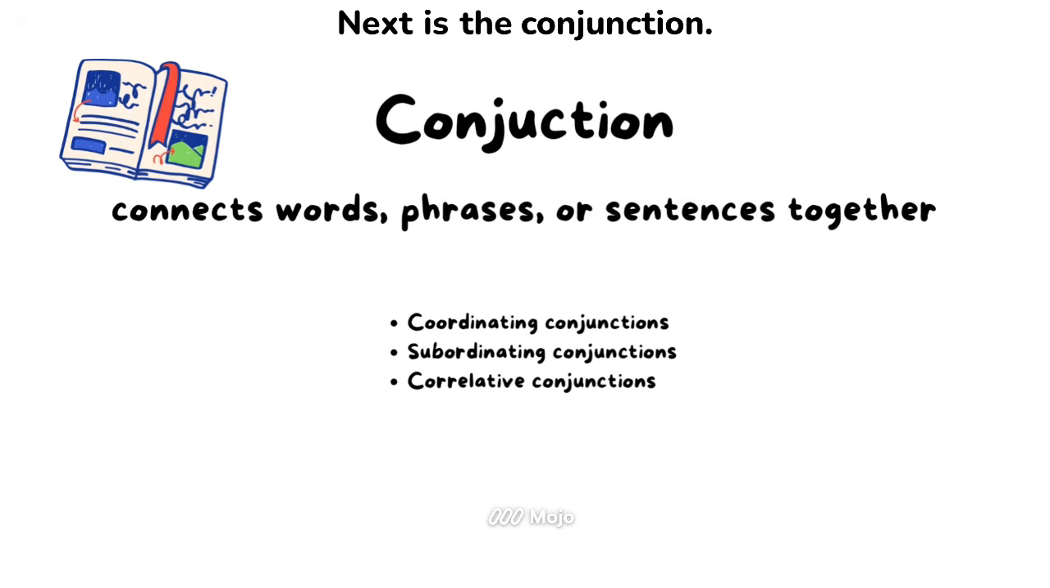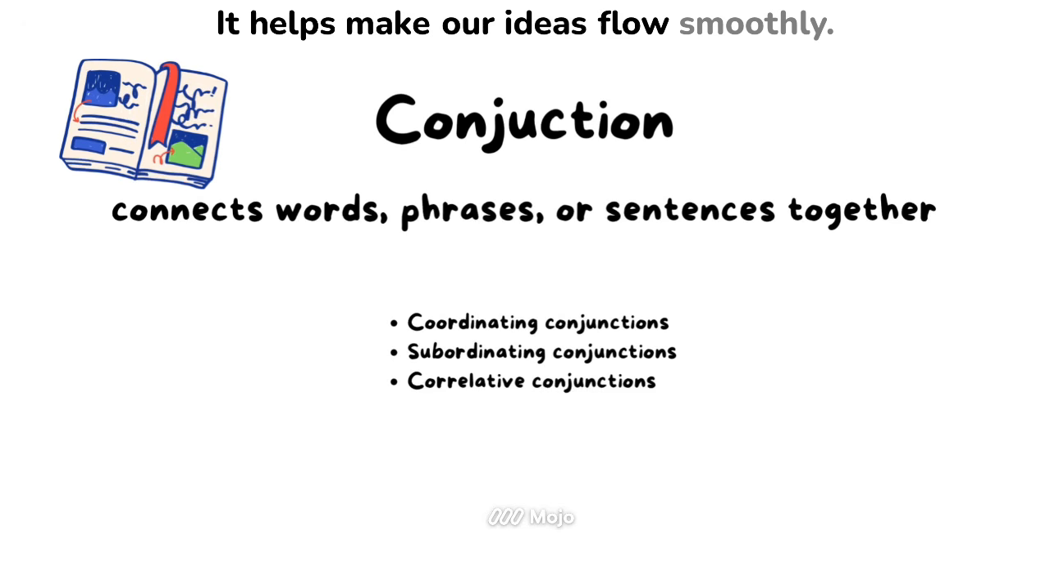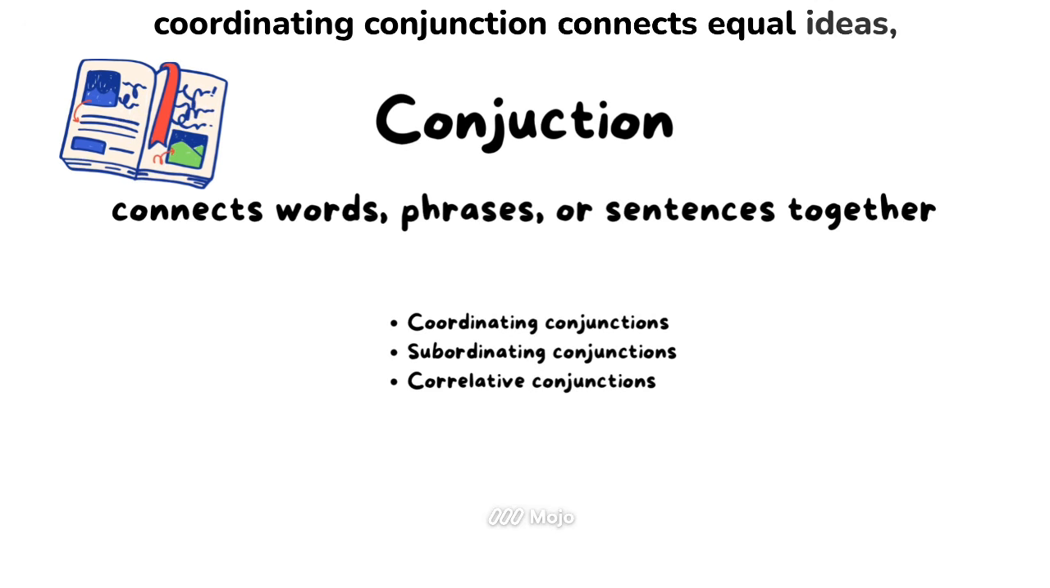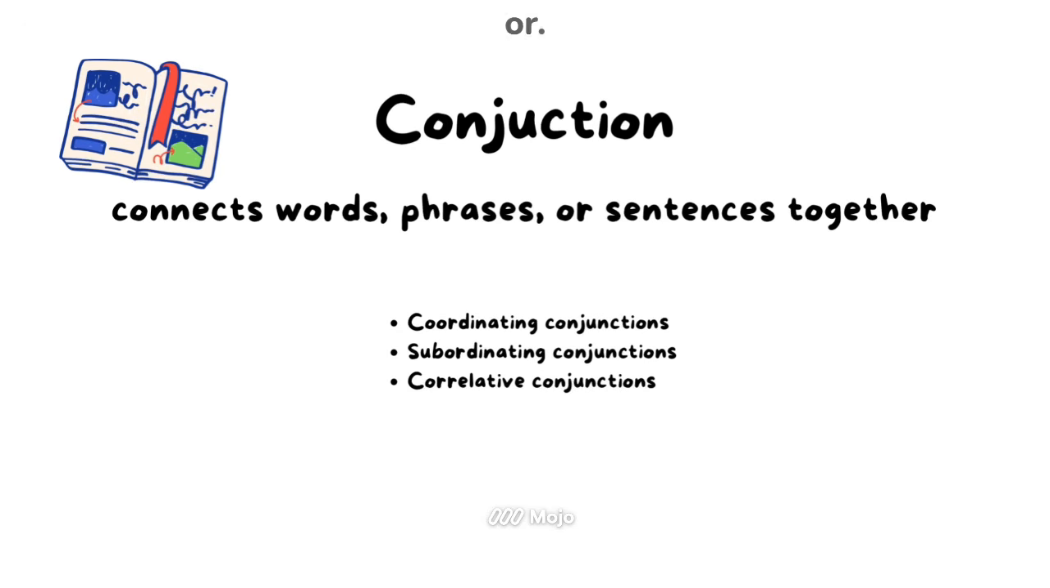Next is the conjunction. A conjunction connects words, phrases, or sentences together. It helps make our ideas flow smoothly. There are three main types. One, coordinating conjunctions connect equal ideas, for example, and, but, or. For example, I like tea and coffee. Two, subordinating conjunctions connect a main idea with a dependent one. For example, because, although, since. For example, I stayed home because it was raining.